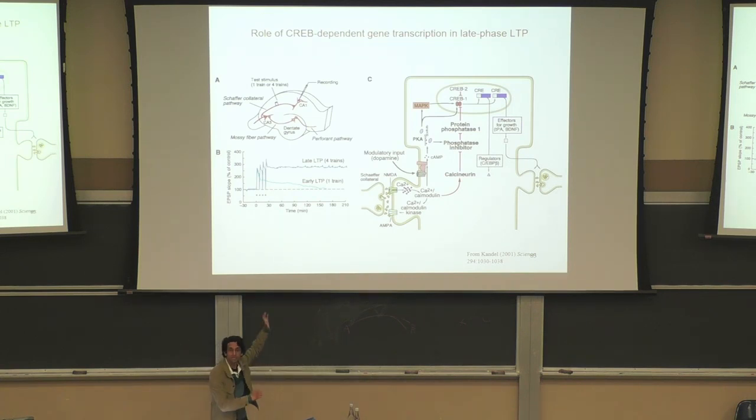Okay, so we mentioned that there was some kind of gene expression that happened after potentiation happened, and that's shown here. So first, you can induce just early LTP with one kind of stimulation, and then that decays quickly. And if you give 4 big stimulations, you can get this longer-lasting LTP that lasts hundreds of minutes.